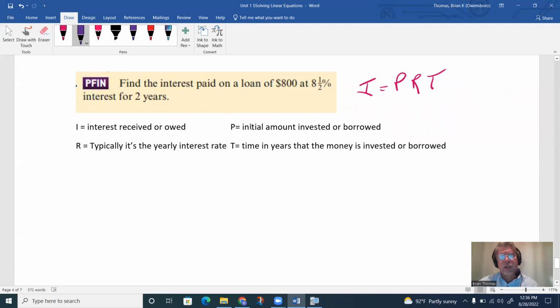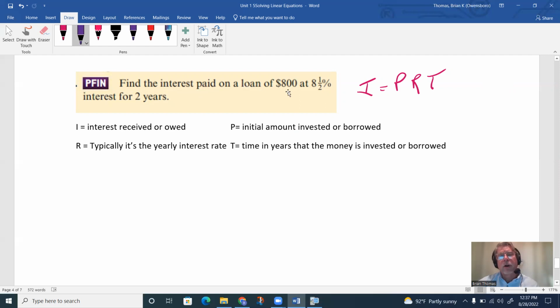The P is going to stand for the initial amount invested or borrowed. R is typically going to be a yearly interest rate. So it's going to be a percent. And then T is going to be the time in years that the money was invested or borrowed. So notice how it said find interest paid on a loan. So notice how we're borrowing money. So this is something that we're going to have to pay back.